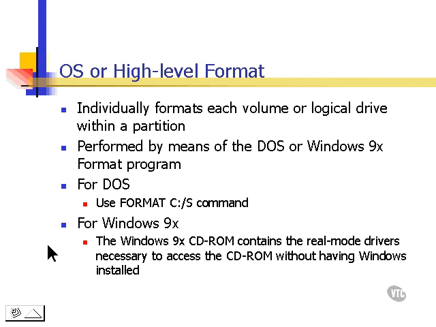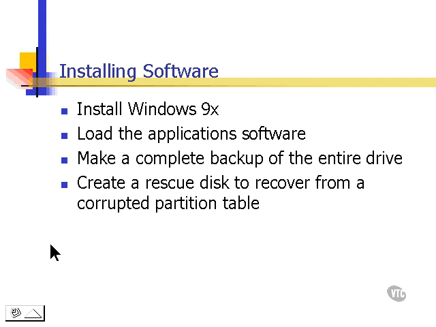After we format, then we can install the software. The first software that we will install will be the operating system, because then the operating system will aid us in installing any application software. So for example, we might install Windows 9X, we might install Windows NT, we might install Windows 2000, but we'll install an operating system software after we format the hard drive.